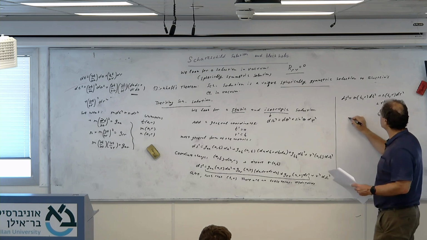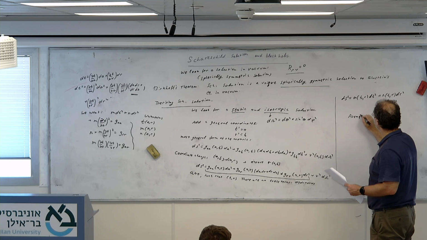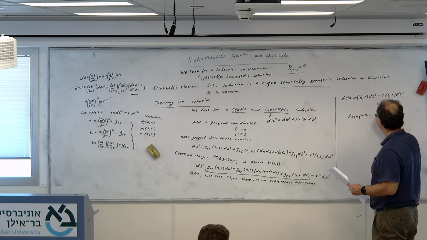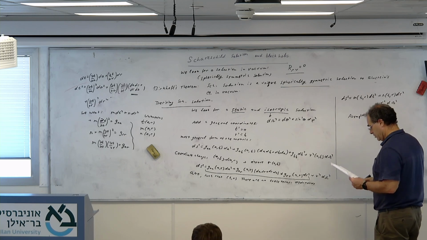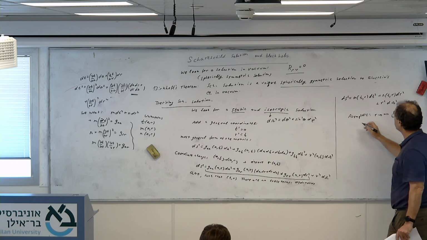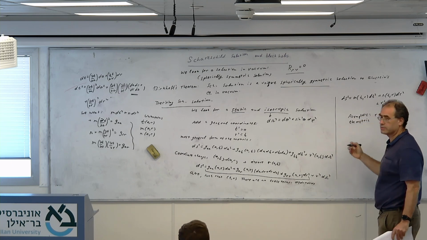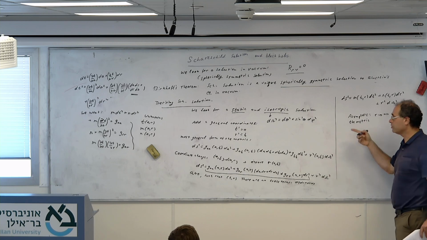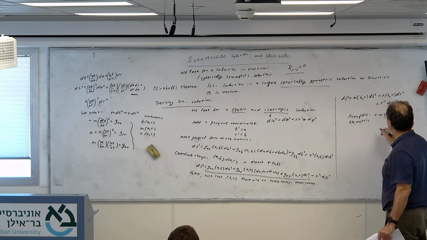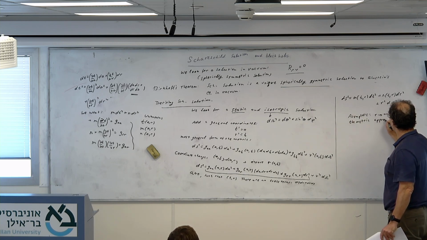So asymptotic means r goes to infinity. The metric, this is the first time that we are introducing some physical intuition into the calculation, approaches Minkowski.